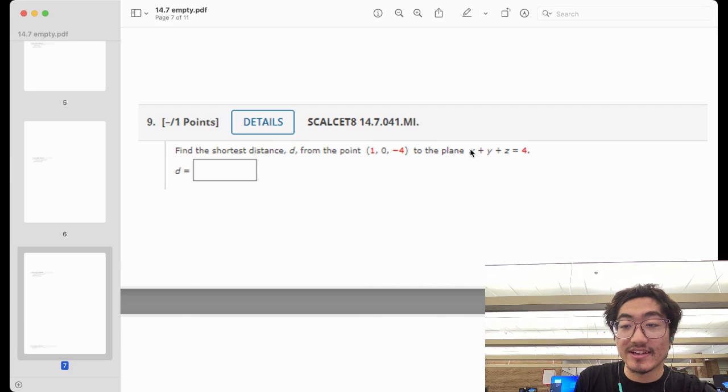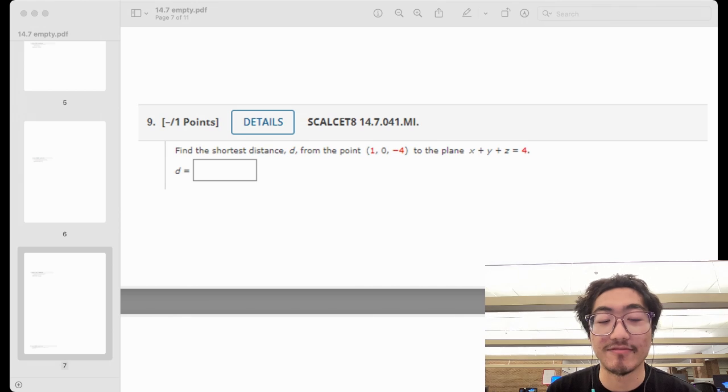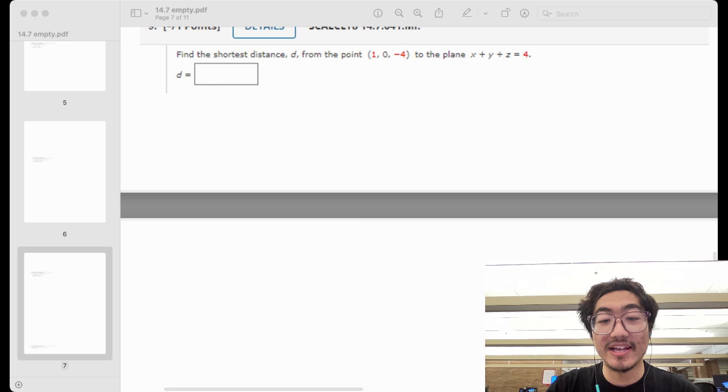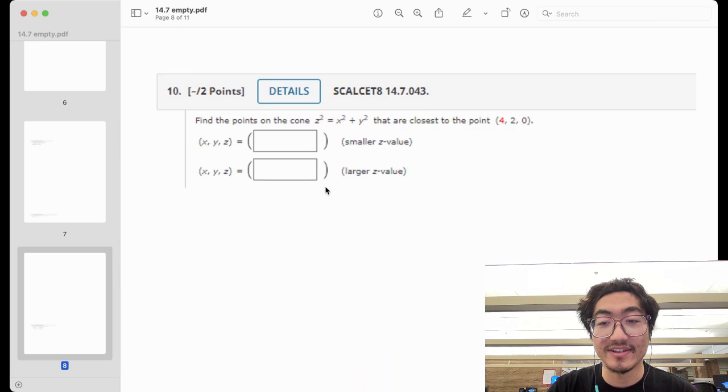In this case, a, b, c are 1, and d is 4, and then l, m, n is going to be 1, 0, and negative 4. The shortest distance is the absolute value of al plus bm plus cn minus d over the square root of a squared plus b squared plus c squared. That is your distance, and you just plug into the equation to find d. That is your answer, what you want to find.